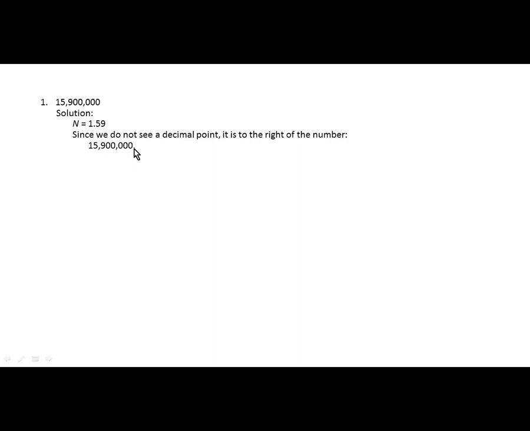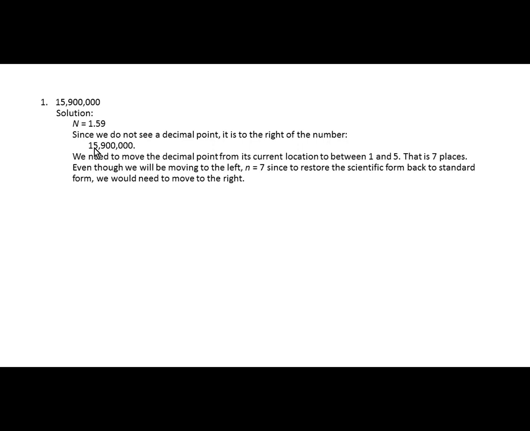So I want to move this one so that it's between the 1 and the 5. So I've got 1, 2, 3, 4, 5, 6, 7 places. Remember, in order to restore it back, I have to move it back right 7 places. So our little n is 7. So this is going to be 1.59 times 10 to the 7th. Notice the scientific notation just kind of lops off these zeros that no one cares about.